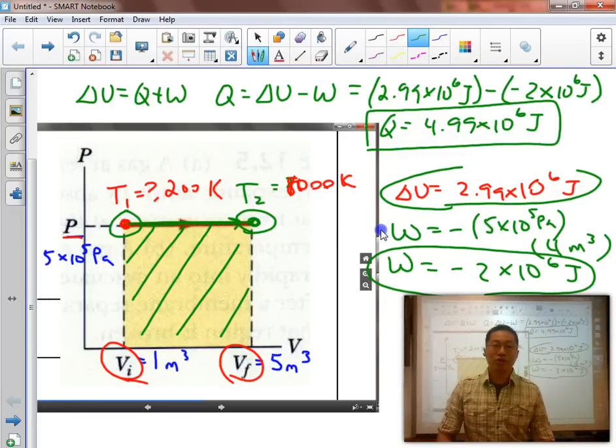Okay, so at its most basic level, a PV graph seems very simplistic, but there's a ton of information that can be solved for from one simple line. We solve for the temperature at the beginning and the end of the line. We solve for the change in internal energy. We solve for the work. And then we're able to solve for the heat that was added or removed from the gas.